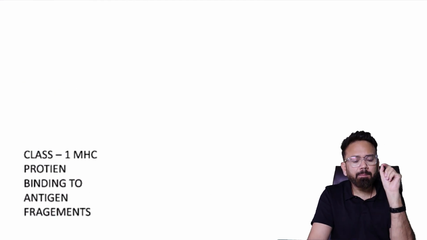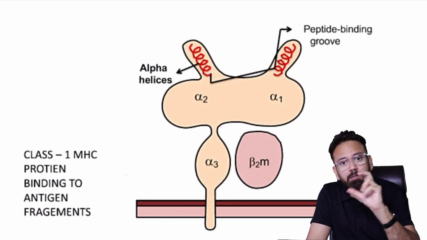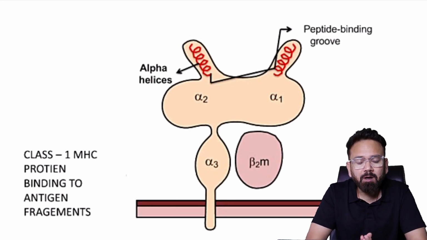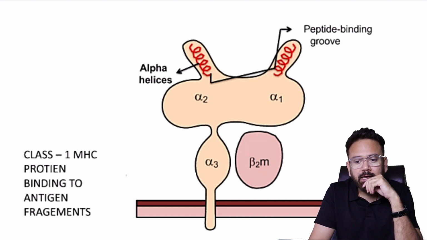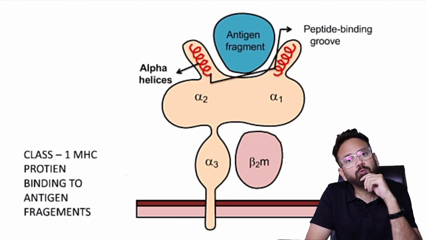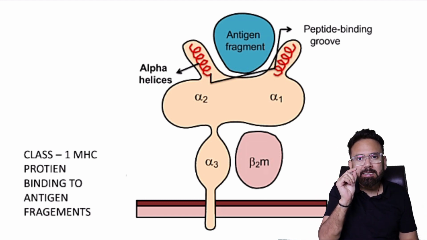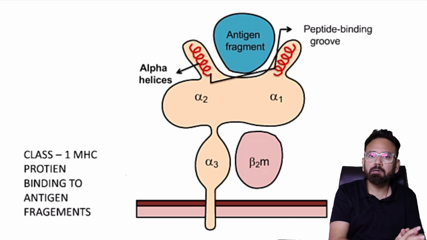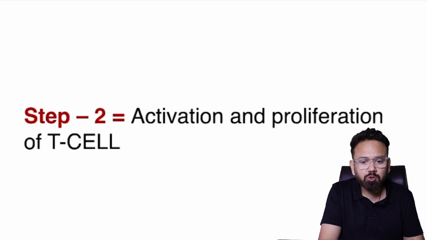Now, class 1 MHC molecule binds to antigen fragment. For that, you need to remember the diagram first. So there is alpha 1, alpha 2, alpha 3, and beta 2M. This is the plasma membrane. So where is the antigen binding groove? Answer is between alpha 1 and alpha 2. So antigen binds with which space in the major histocompatibility complex class 1? Answer is between alpha 1 and alpha 2.